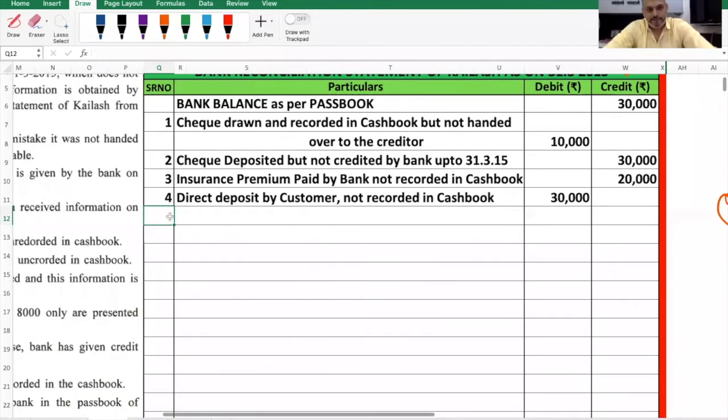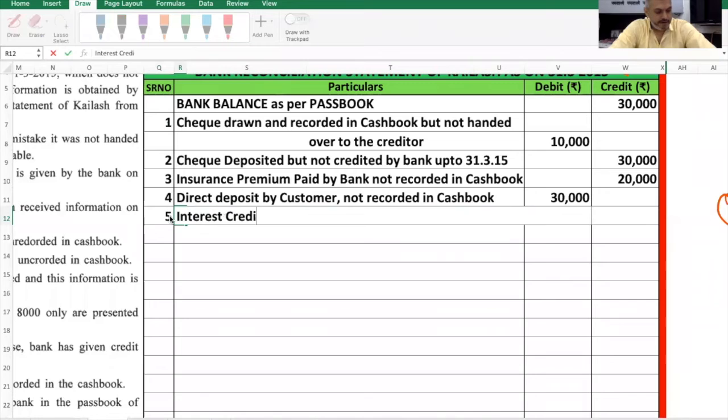So fifth, interest credited by bank not recorded in cash book. Bank has credited, we should debit.